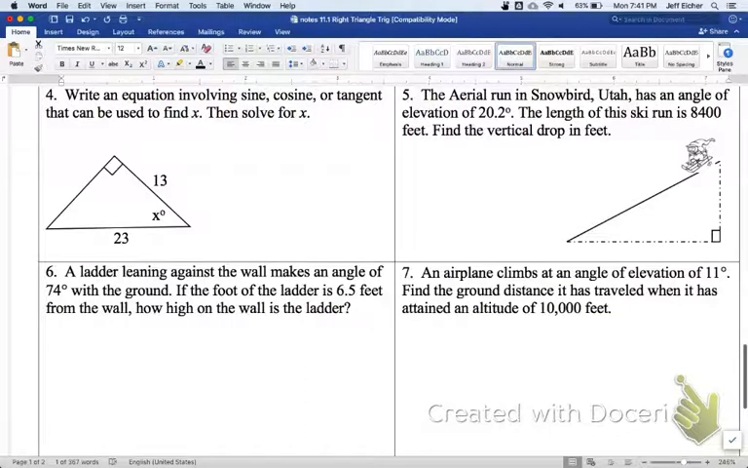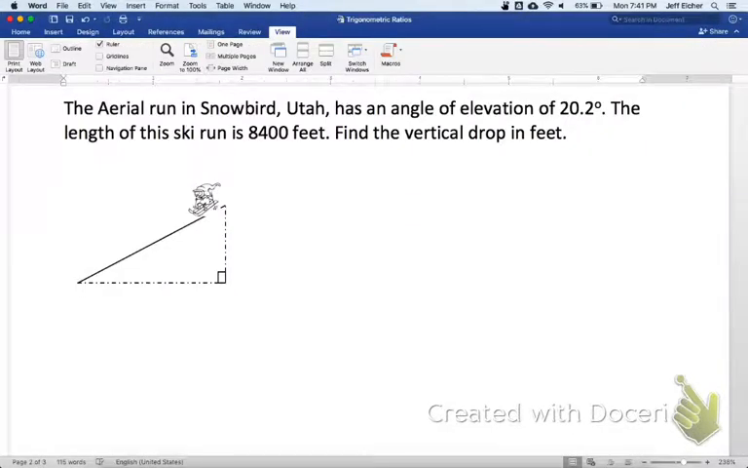There it is. The aerial run in Snowbird, Utah has an angle of elevation of 20.2 degrees. The length of this ski run is 8,400 feet. We'd like to find the vertical drop in feet. So we want the vertical drop. You're starting way up here and it's dropping. So that's the vertical drop. That's x, what we're looking for. And then we're told that the angle of elevation is 20.2.